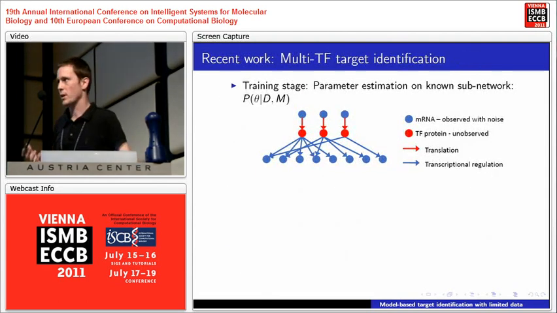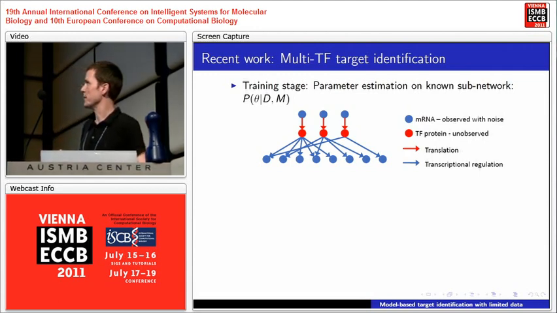So finally, I just want to quickly talk about some more recent work. What I talked about was published work. This work is under review or under revision. So we want to extend this to multiple transcription factors and nonlinear regulation models, and to do that, we have to use more heavy-duty Bayesian inference machinery.